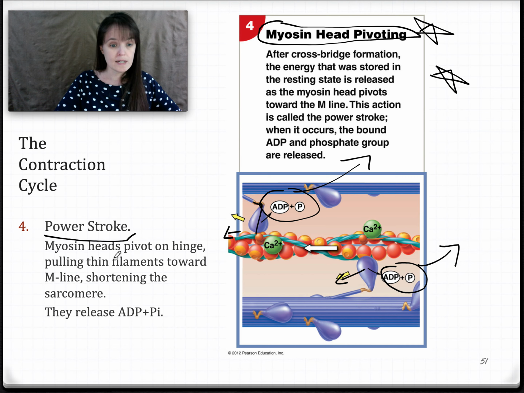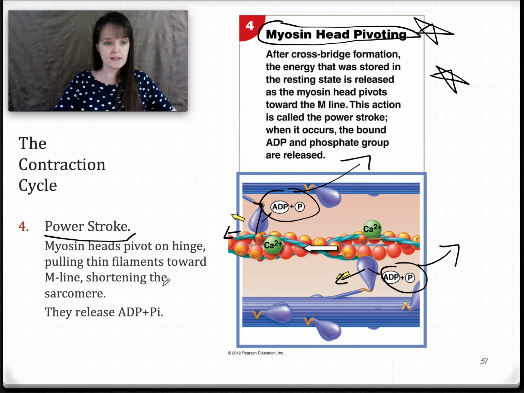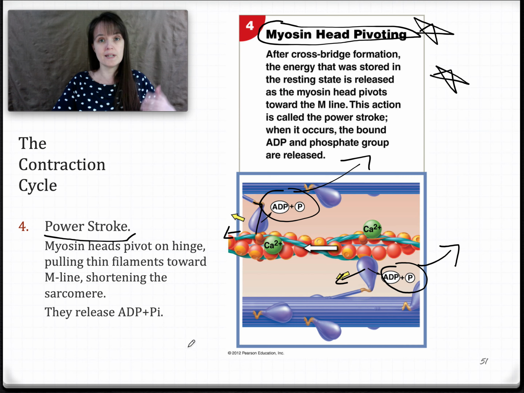Okay, let's see if I said everything that I've got written down here. The myosin heads pivot on the hinge, pulling the thin filaments toward the end line, shortening the sarcomere. This is the thick-thin filament interaction. This is the myofilament interaction. This is what happens in the zone of overlap, where the thick and thin filaments overlap. This is the muscle contraction.